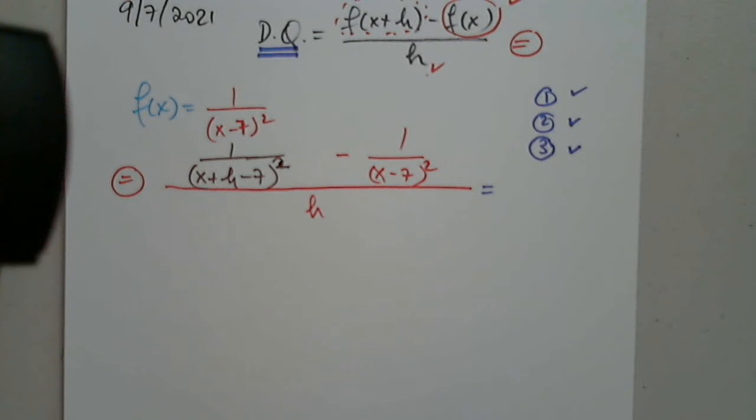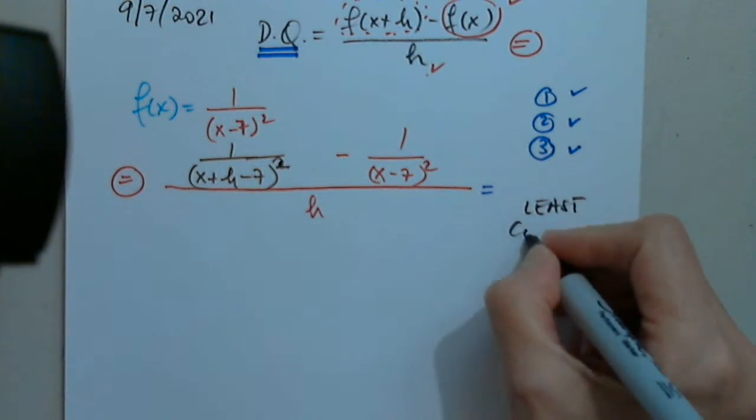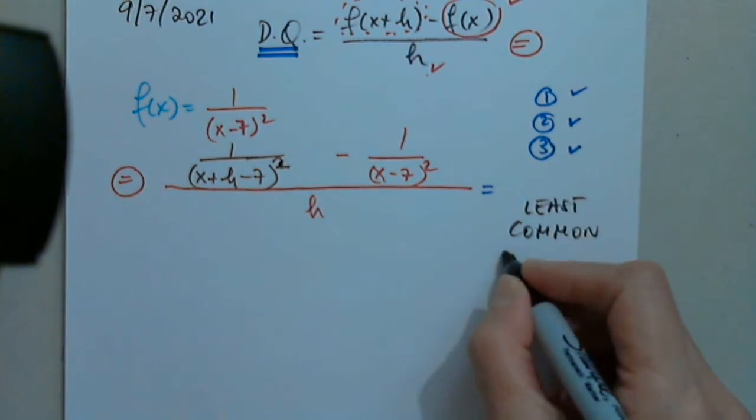Okay, so what is the next step? What will we have to determine now? We need to find the greatest common denominator for the two terms in the numerator. The least common denominator.